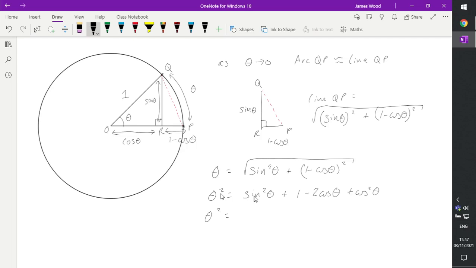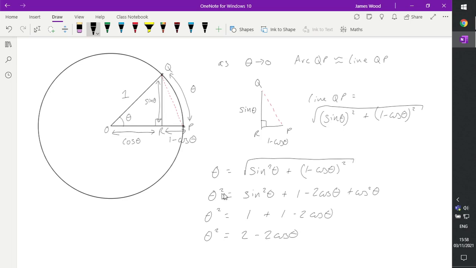I've got a sine squared plus a cos squared. So sine squared plus cos squared, that makes 1. So I've got 1 plus this thing here still. So theta squared is 2 minus 2 cos theta.